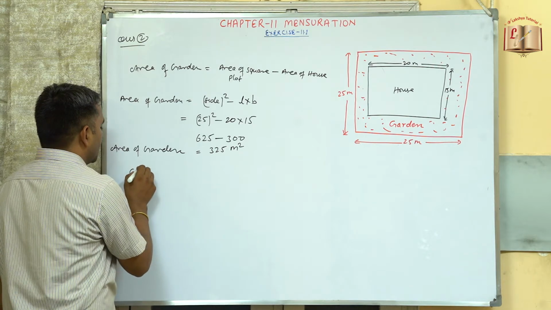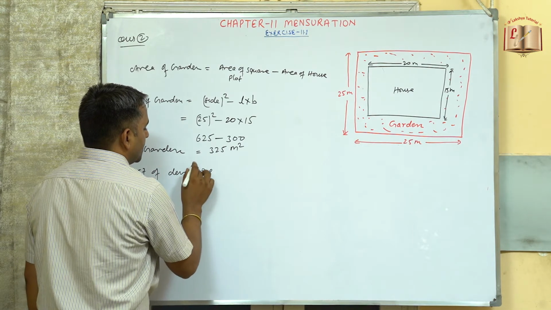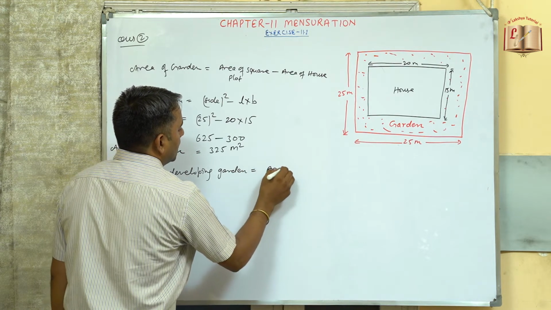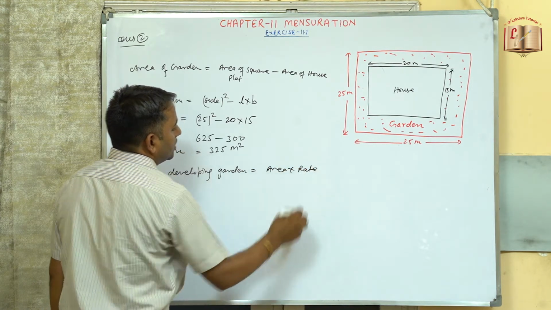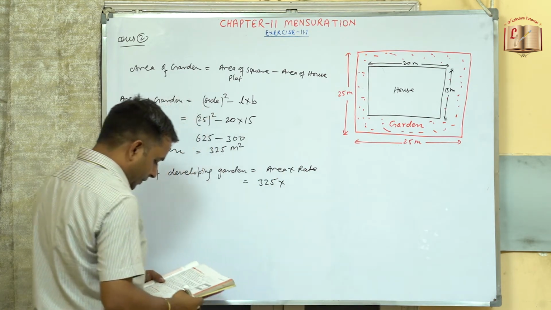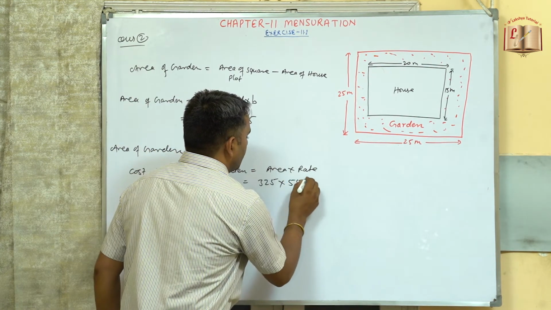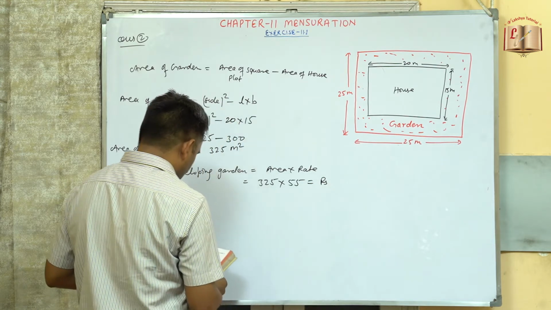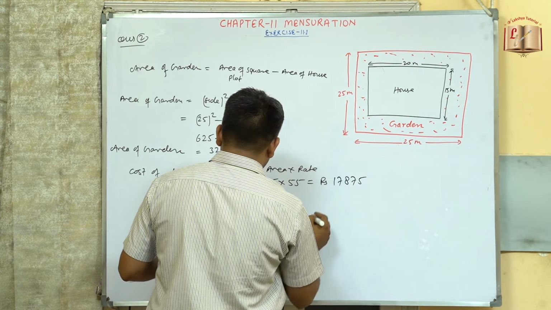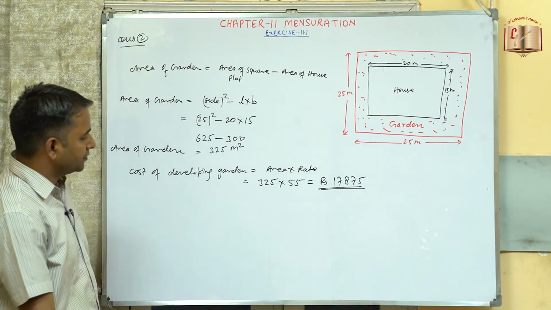Now cost of developing garden. So this will be area into the rate. So area we already got 325 into rate of developing the garden is rupees 55. So after multiplication of this will be now 17,875 rupees. So this is the cost of developing a garden.